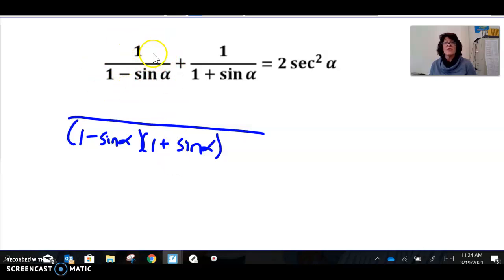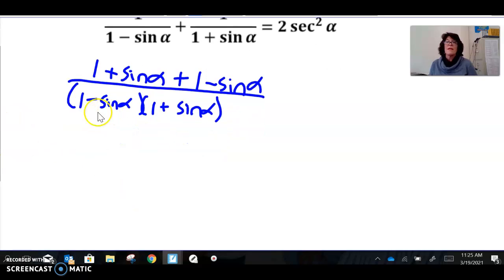So for this fraction to have this denominator, I need to multiply top and bottom by 1 plus sine alpha. 1 times 1 plus sine alpha is 1 plus sine alpha. I'm also going to do that with this fraction. I need the denominator to have both of these. It only has 1 plus sine alpha, so I'm going to have to multiply top and bottom by 1 minus sine alpha.